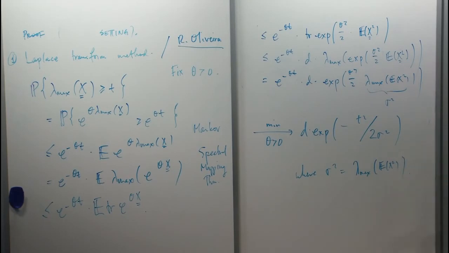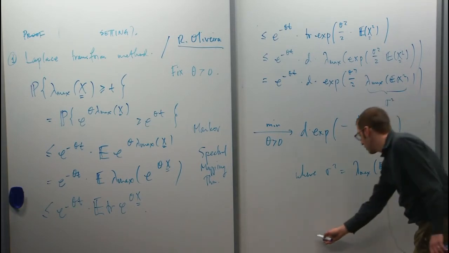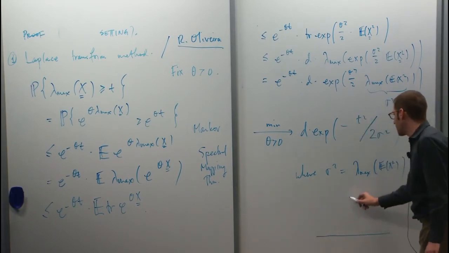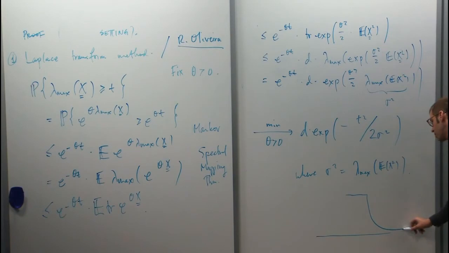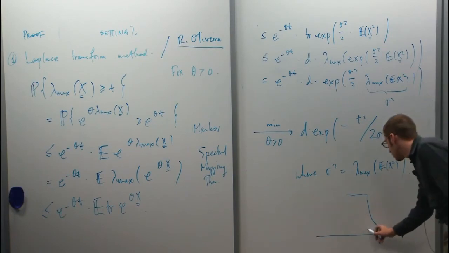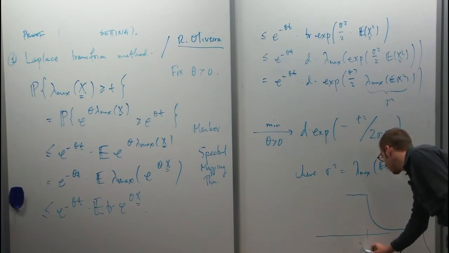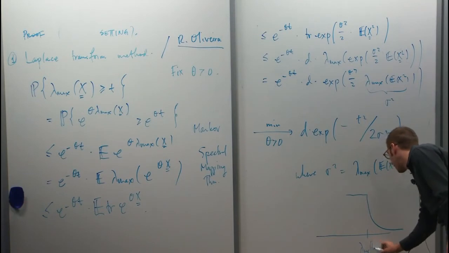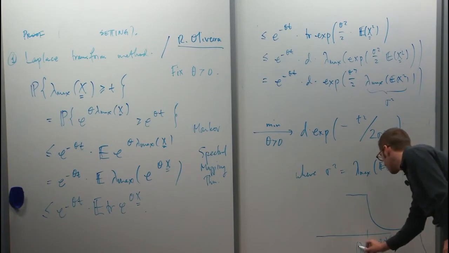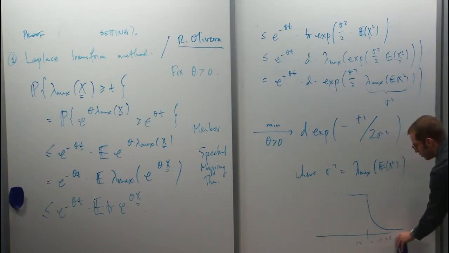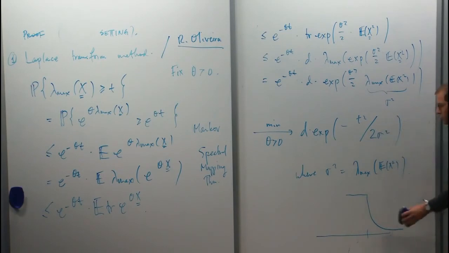Now, what this tells you is that for the maximum eigenvalue, you don't get any information about it up until a certain level, and then you see that the tail decays. And that level is lambda max of expectation X squared to the 1/2. Nope, that's not right. Okay, sorry. Maybe I'll draw this on another board.